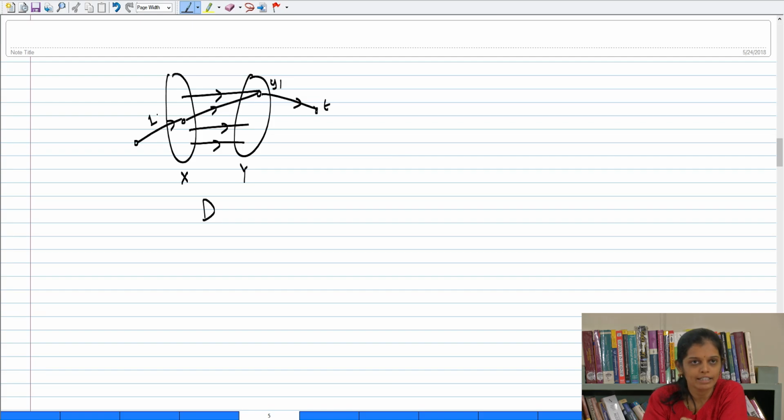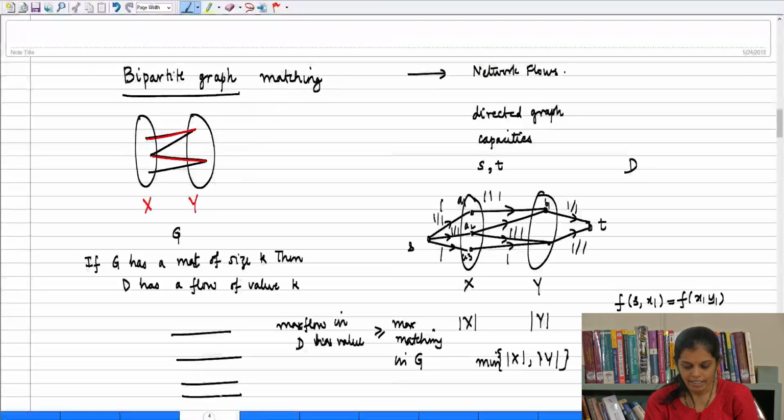And therefore you have exactly computed a matching of the same size as the value of the flow, establishing that these two quantities are indeed equal. That is, the value of the max flow in D is exactly equal to the maximum matching in G, right. So this is a reduction that establishes that if you have a bipartite graph where you want to compute a matching, you could just invoke the network flow algorithm on a suitably modified graph.